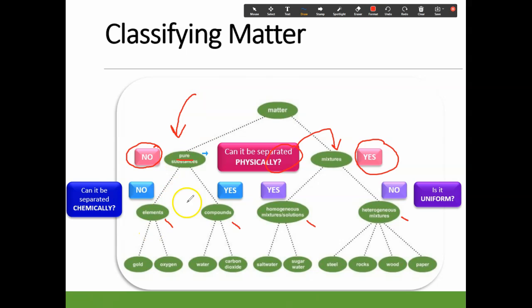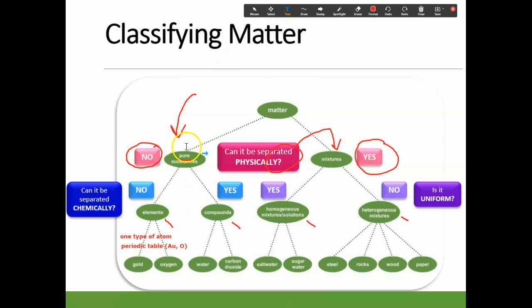Now, to differentiate between them within their individual groups, taking a look here, elements cannot be separated chemically, meaning that elements only are made up of one type of atom. One type of atom, and so you can't make it any simpler than what it already chemically is. Oxygen will remain oxygen and gold will remain gold. You can see those examples down here. These are also all things that are found on the periodic table. So if you find them on the periodic table, like gold is Au, oxygen is O, that is a big indicator that it is an element.